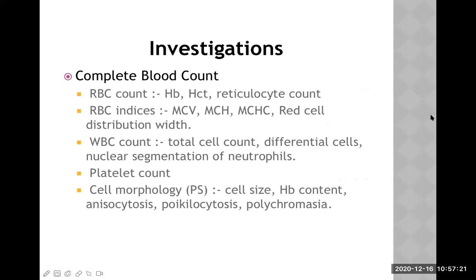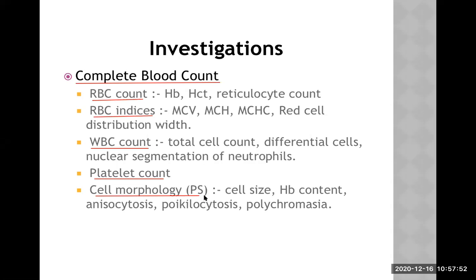Now, what are the general investigations we like to do in a case of anemia? And this is a general investigation, okay? First, we always start with complete blood count, CBC. This is hematology we are talking about, so CBC has to be done first. Under CBC, these are the different things: RBC count, RBC indices, WBC count, platelet count, and peripheral smear.